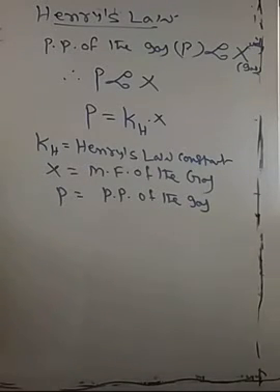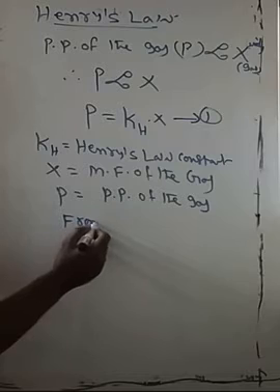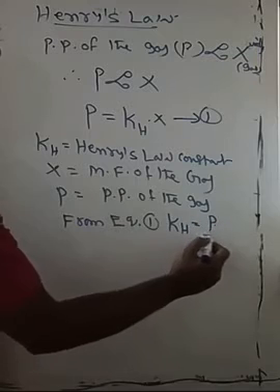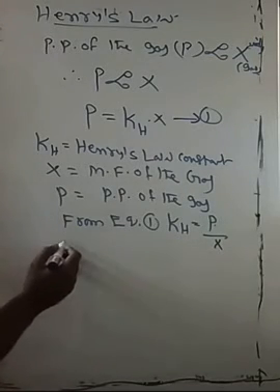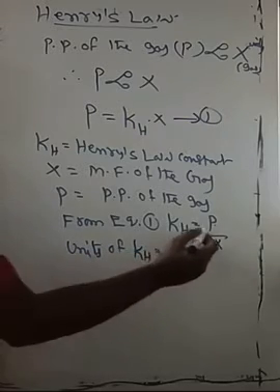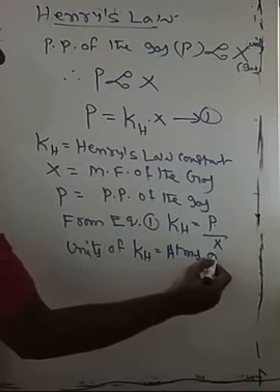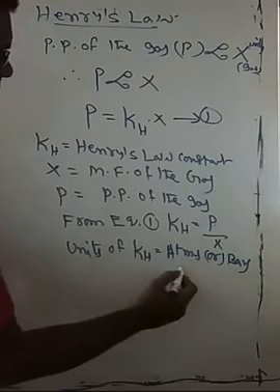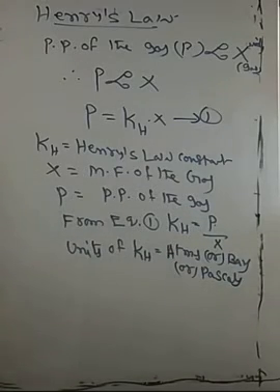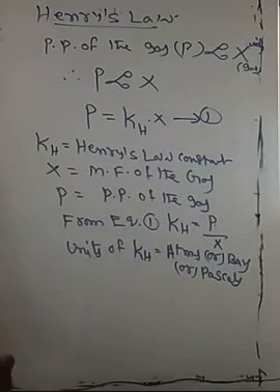From this equation, equation 1, KH is equal to P by X. Therefore, you can write the units of KH. They are pressure units: atmospheres, bars, or even pascals. Because mole fraction has no units, the units of KH are either atmospheres, bars, or pascals.